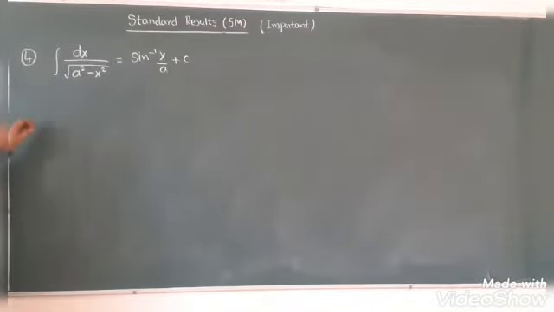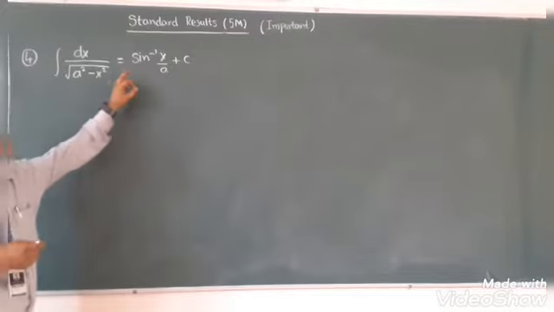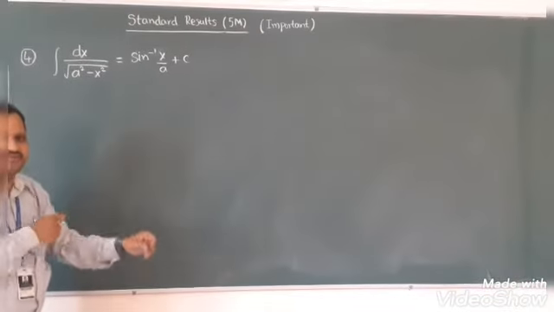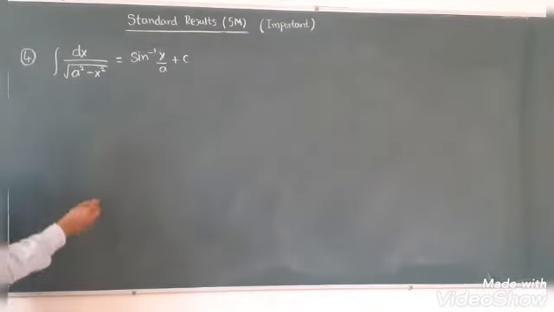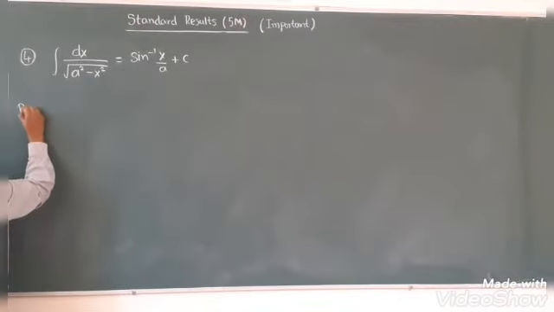Next result is integral dx divided by root over a square minus x square equal to sine inverse x by a plus c. So sine inverse is there, that means we have to take x is equal to a sine theta. So let us see the proof of this one.